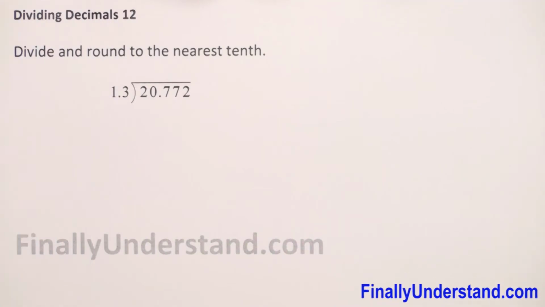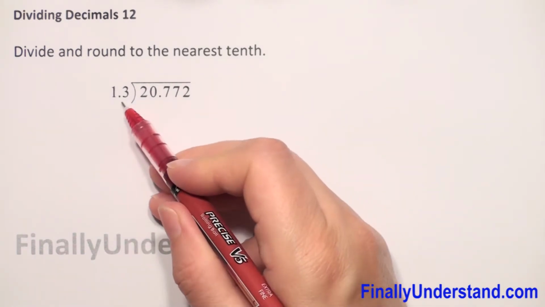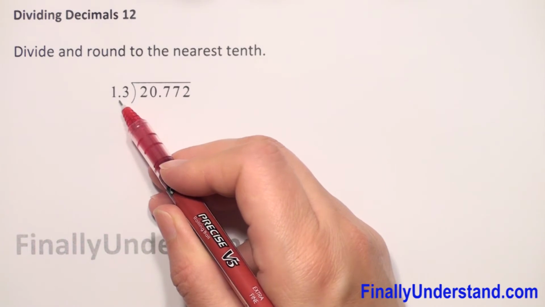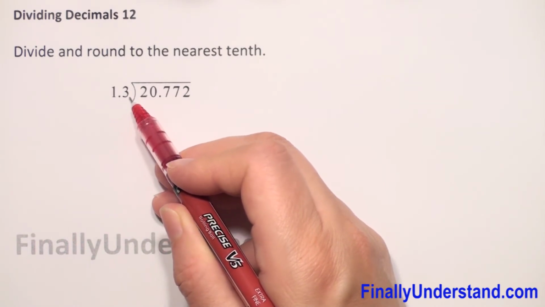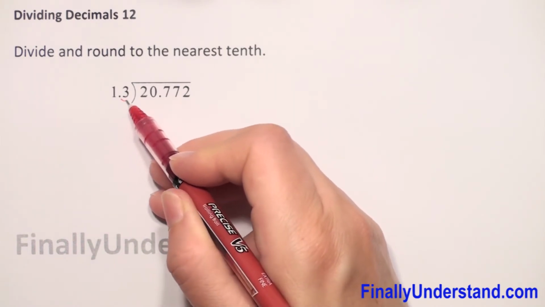We have division of decimal numbers. How do we do this? First, we have to check our divisor. The divisor cannot be a decimal number. So we have here 1.3, which means we have to move the decimal point to the right one digit.